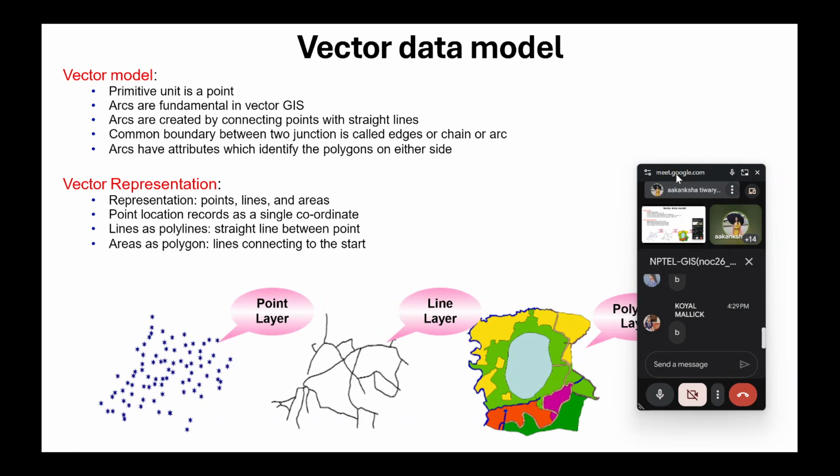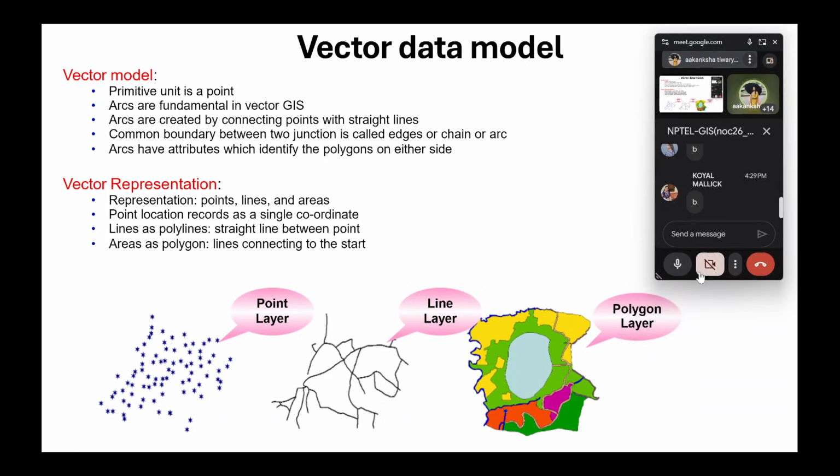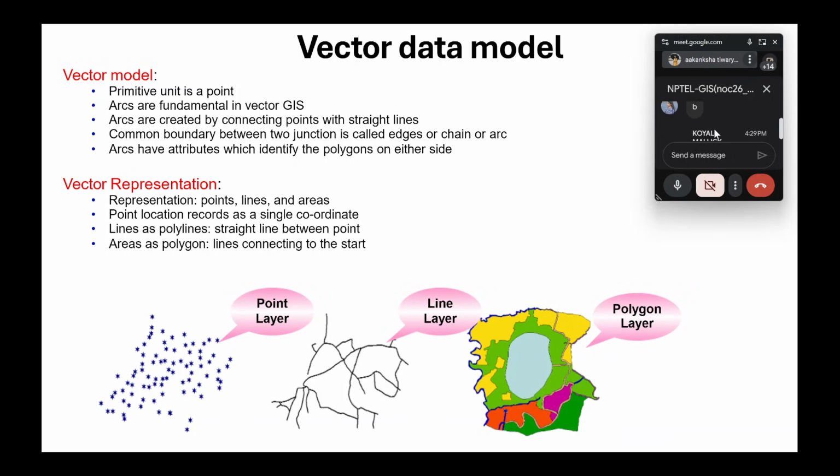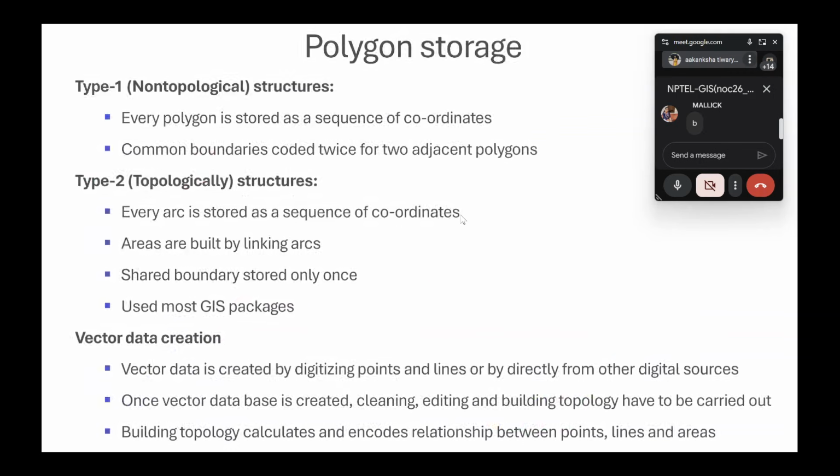So we know, and we also have, using digitization, made vector data files. We made a point shapefile, a line shapefile, and a polygon shapefile. Now if we look in detail at polygon storage, there are different types through which polygon storage can be done. First is non-topological structure, type 1.